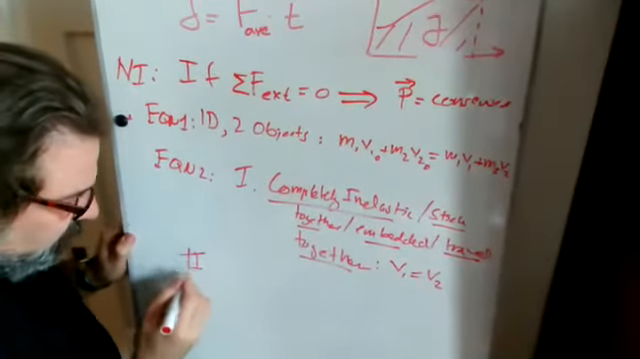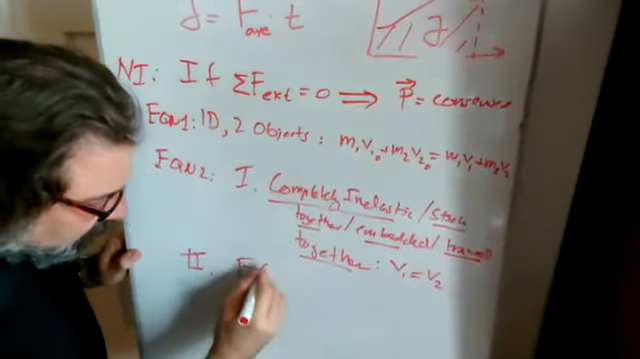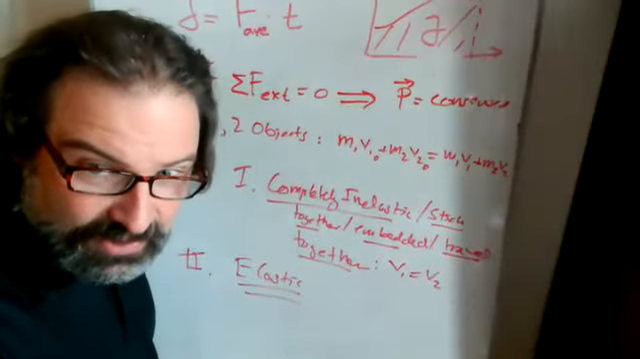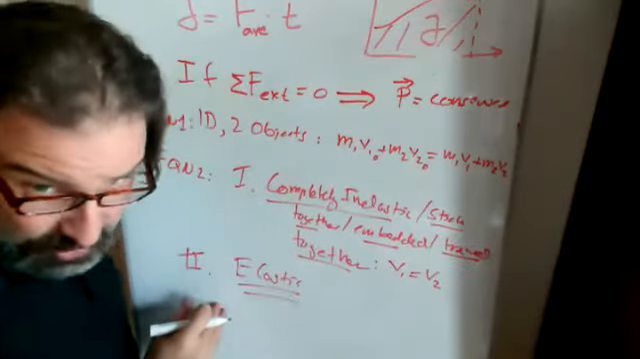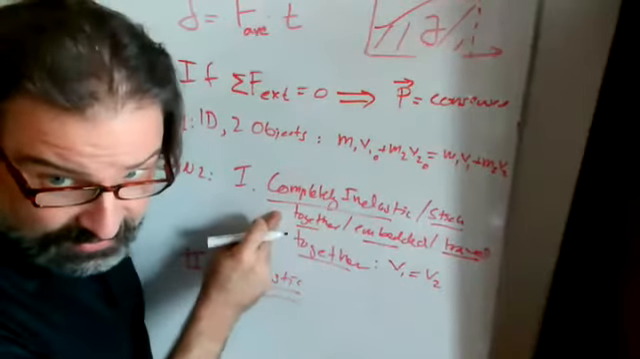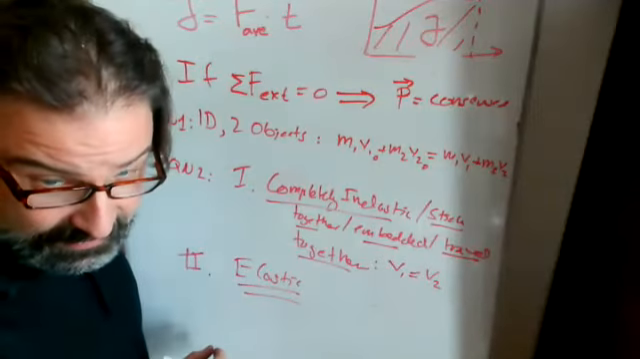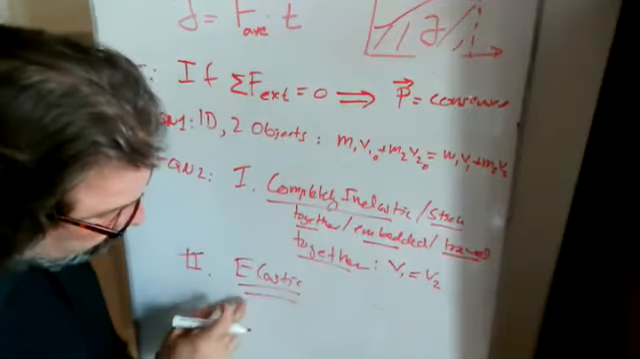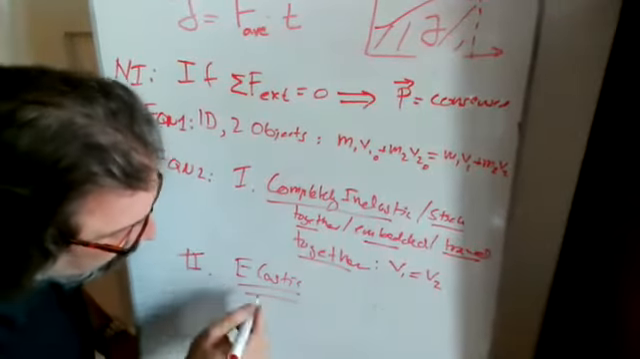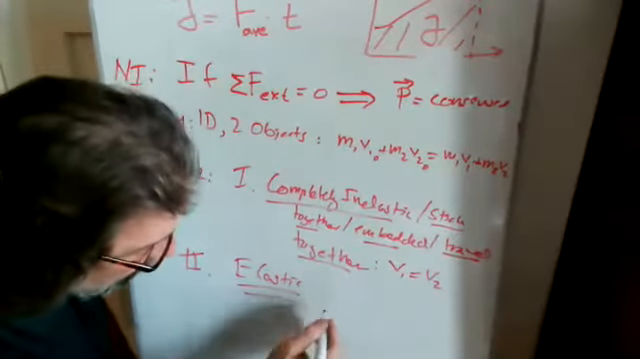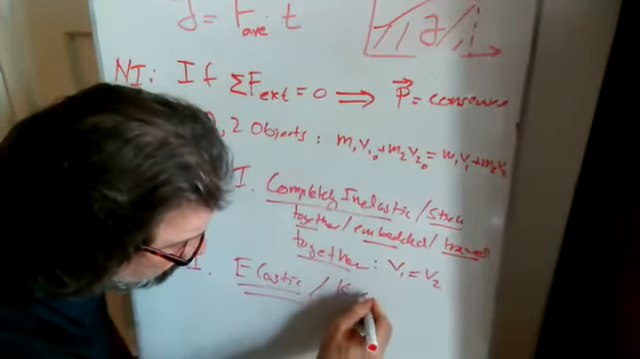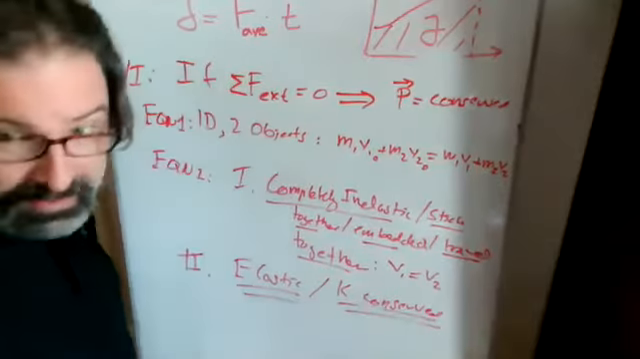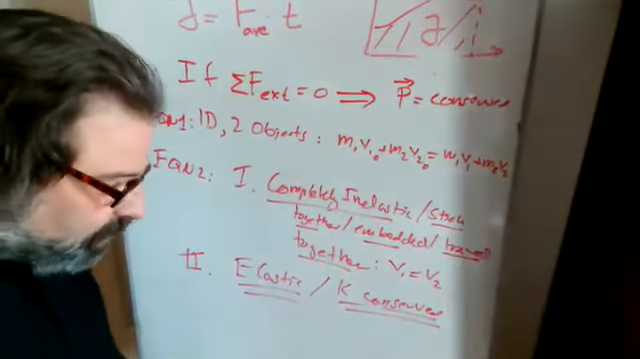Then situation 2 is elastic. And how do you know it's elastic? Well, if they say the collision is elastic, and sometimes they actually misuse this word and just say the collision is completely elastic. Well, that's kind of redundant because elastic is elastic, period. Elastic is elastic, boom. So elastic collision means that kinetic energy is conserved. That's another way of putting that.